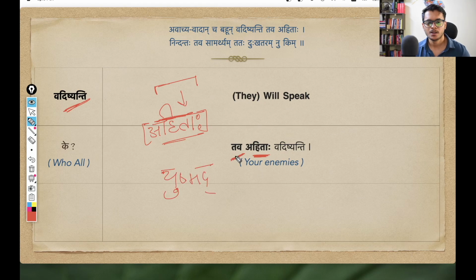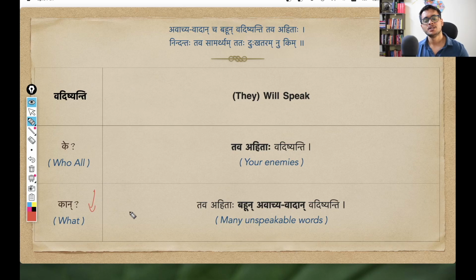And tava ahitaha. Tava means your. This tava is of course coming from the Yushmat Sarvanama, used for the Madhyama Purush, the second person, the listener. And tava is the Shashti Vibhakti Ekvachanam of Yushmat. Tava means your, because Krishna is directly addressing Arjuna. He is saying tava ahitaha vadishyanti, that your enemies, they will speak, they will say. Okay, that is the context so far.